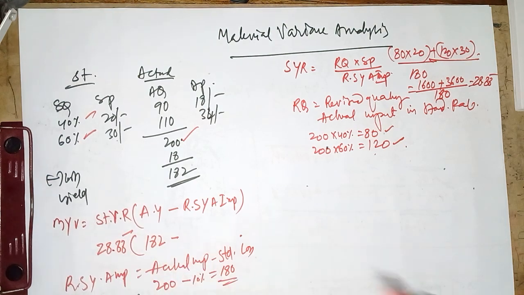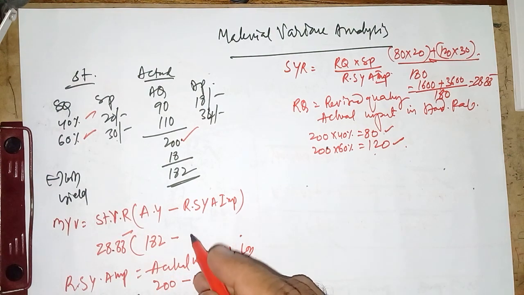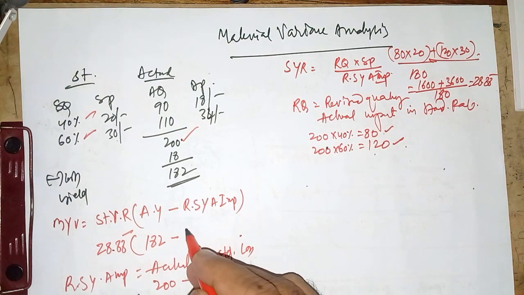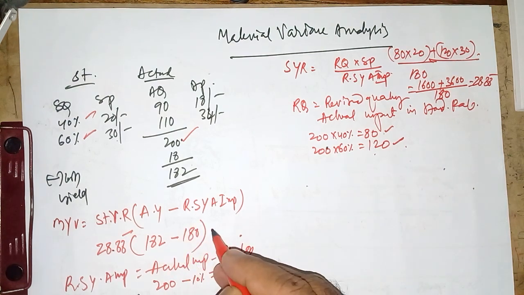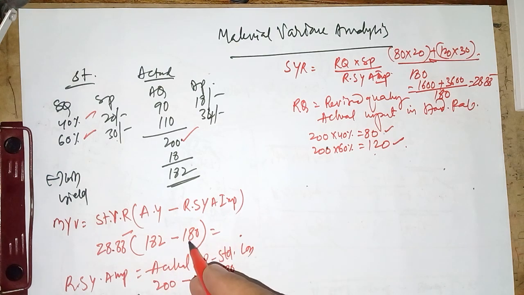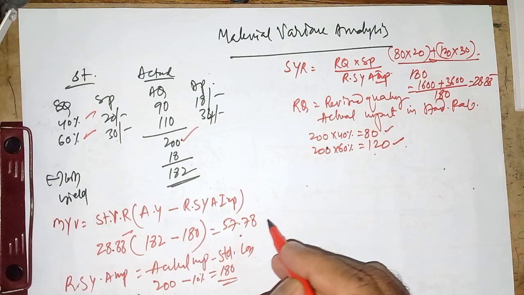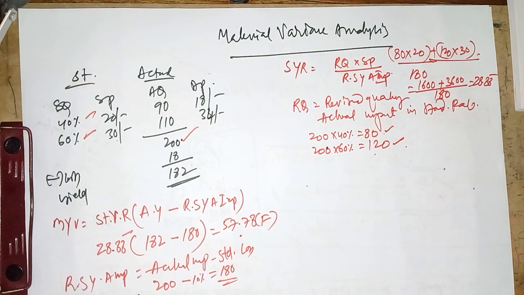So standard yield rate is 28.88. Now we need the revised standard yield for actual input, which we have already calculated as 180. Simplify the equation: that is 2 into 28.88, that is 57.78 favorable is the answer. So like this we can calculate material yield variance, right?